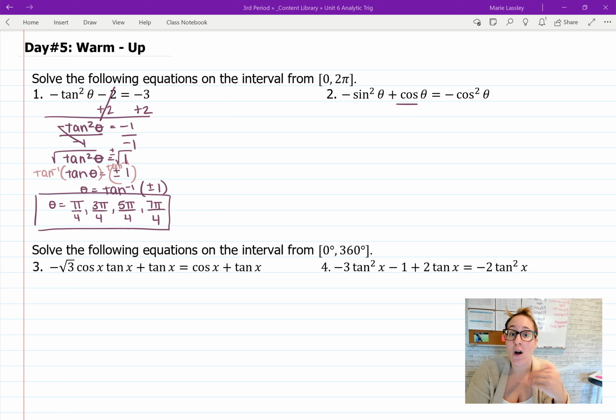So if I have sine squared, I can say that sine squared equals 1 minus cosine squared. So I'm going to replace that sine squared with 1 minus cosine squared.